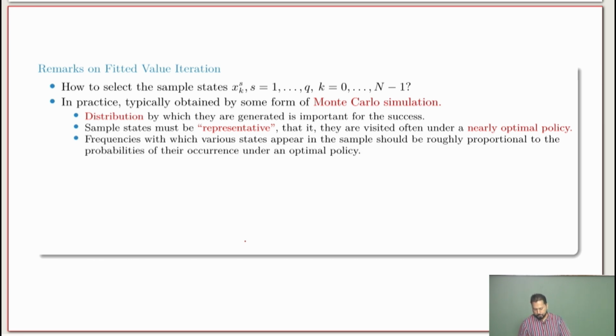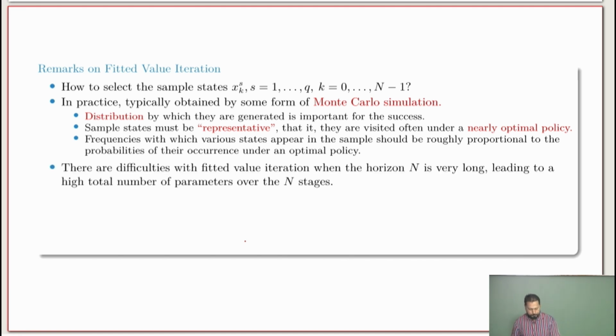Frequencies with which various states appear in the sample should be roughly proportional to their probability. Yeah, so again, if there is a state which occurs more frequently under an optimal policy, and as I said, we don't know the optimal policy, right? But ideally, if a state appears frequently, then there should be more of these in the training data. That way, the frequency should also match.